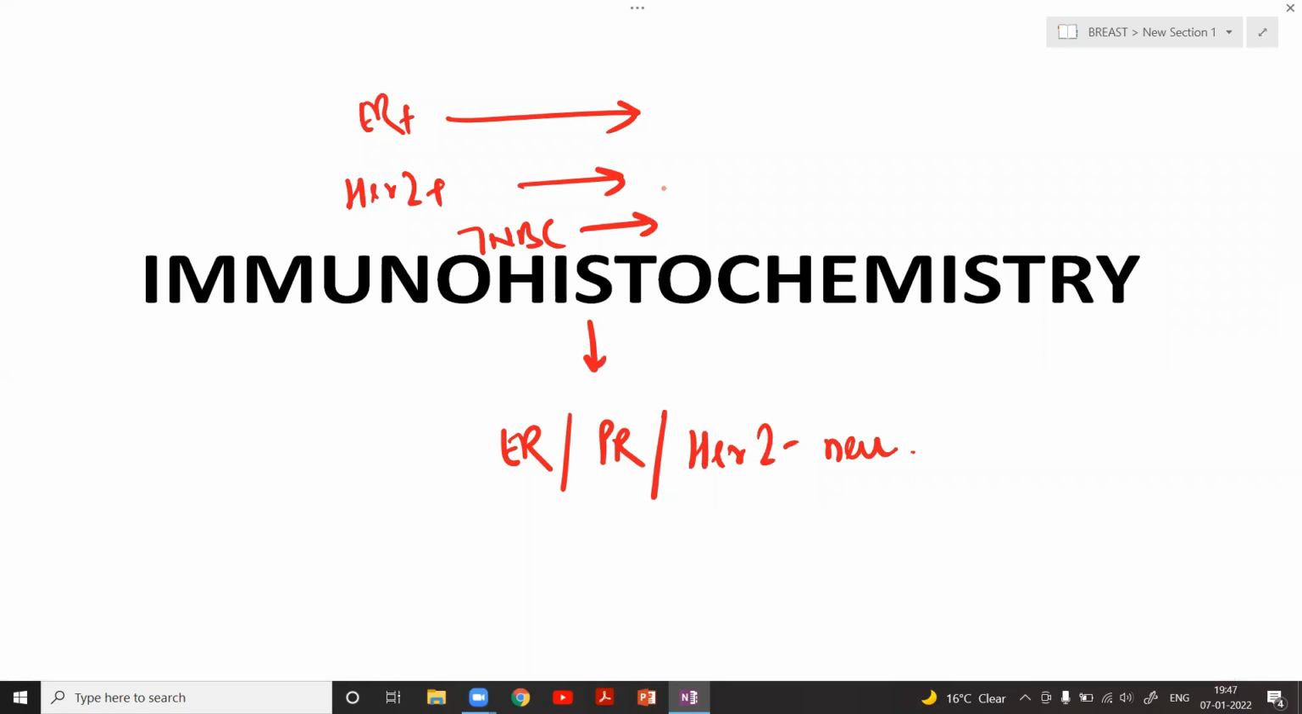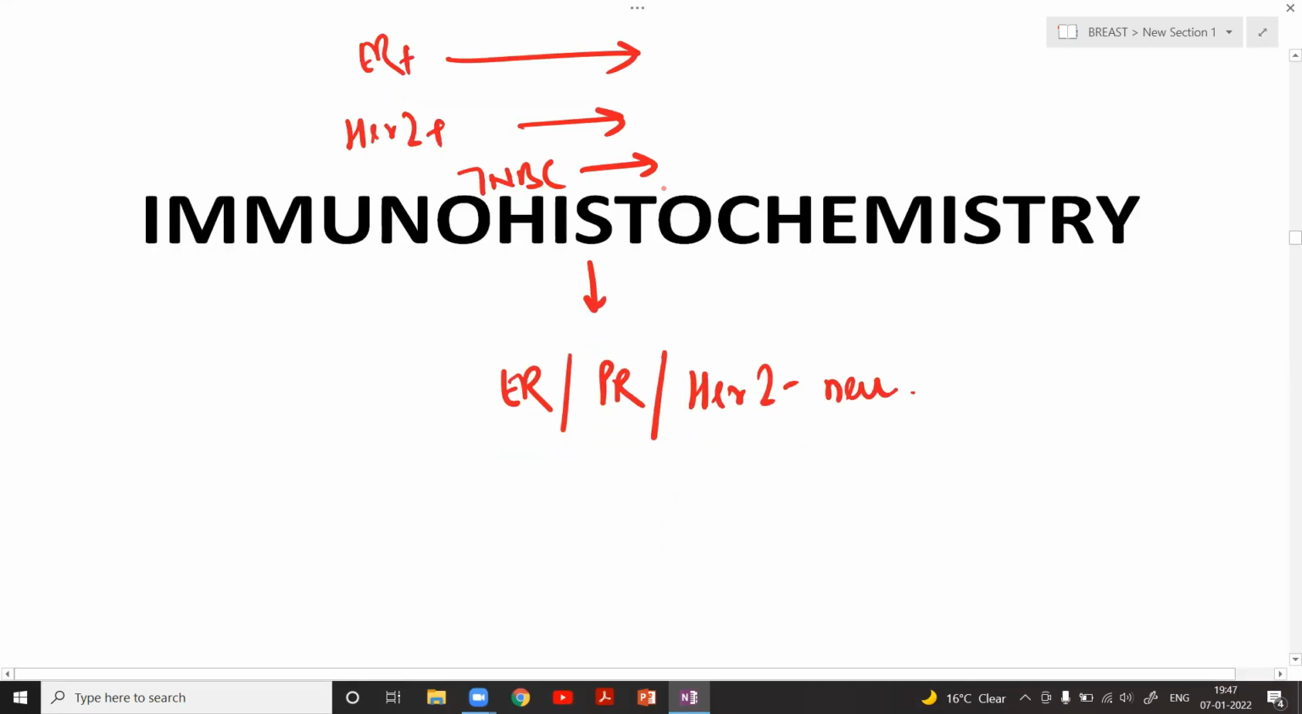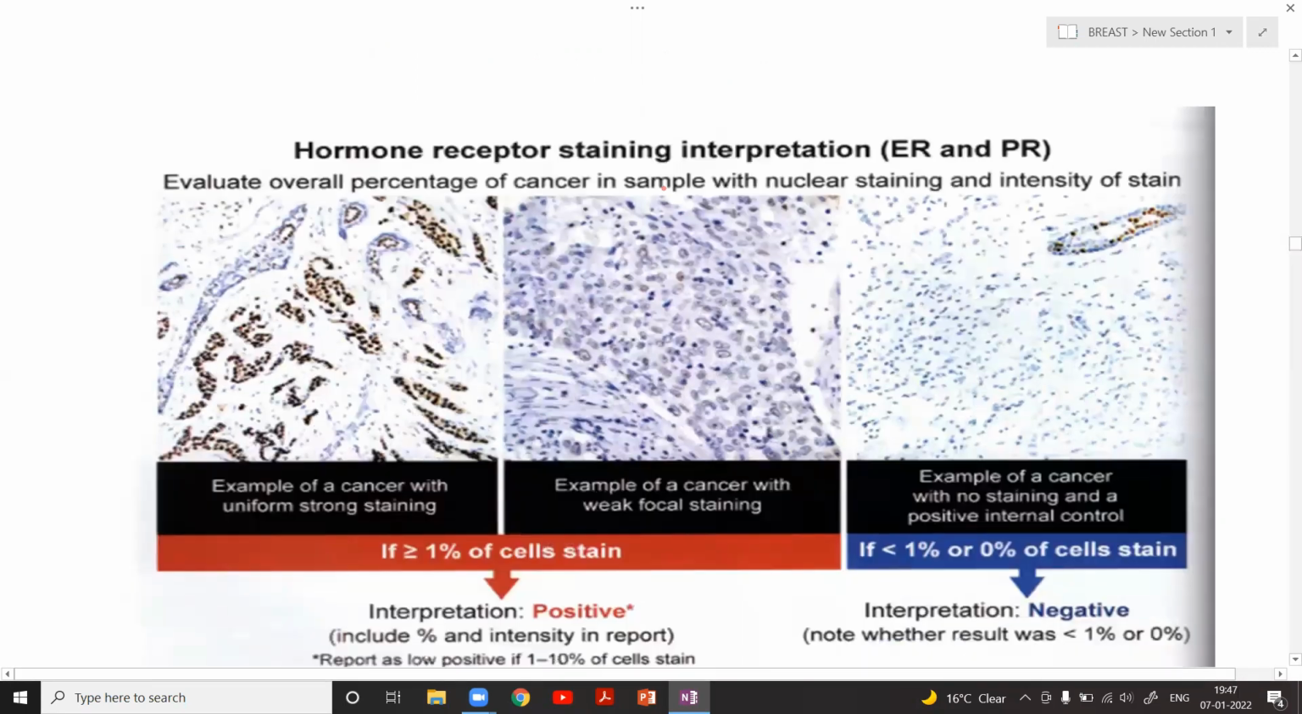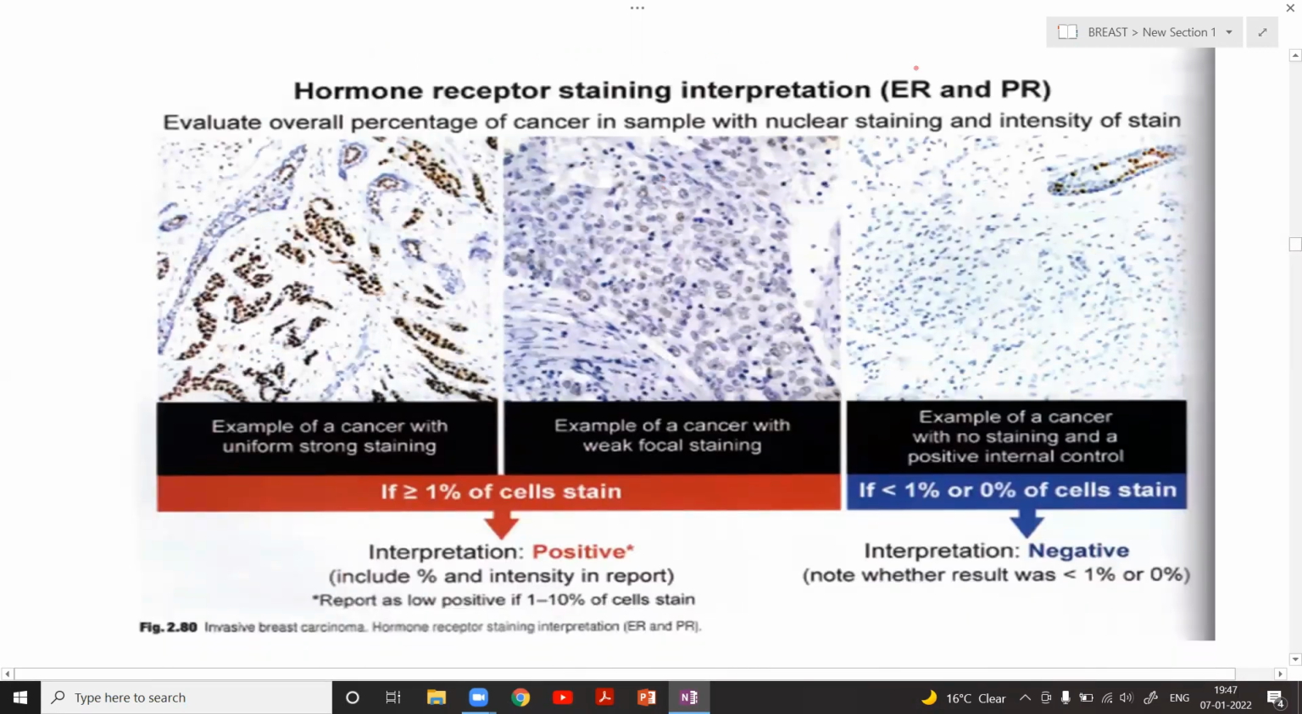So this becomes very, very important over here. That is the immunohistochemistry. So you should know each and everything about immunohistochemistry of breast carcinoma. More so, the latest WHO has given clear-cut guidelines of how to do the reporting. Okay. So here, first of all, this is the hormone reporting status of ER and PR.